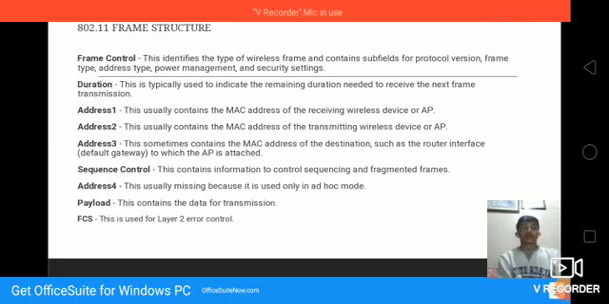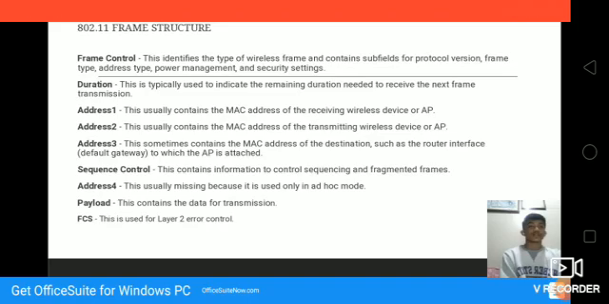802.11 frame structure. Frame control. This identifies the type of wireless frame and contains subfields for protocol version, frame type, address type, power management, and security settings. Next is duration. Duration is typically used to indicate the remaining duration needed to receive the next frame transmissions.